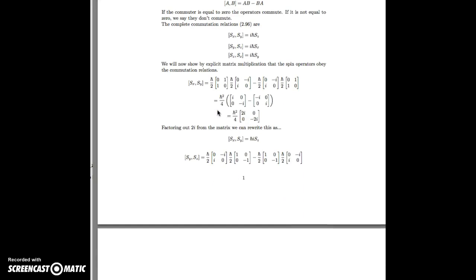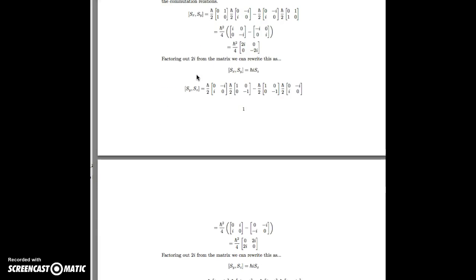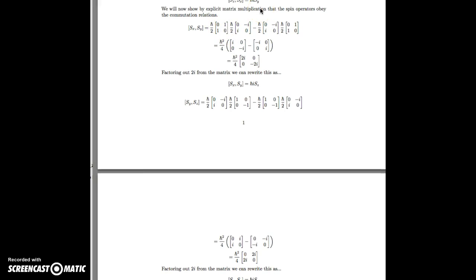So now we'll show, by explicit matrix multiplication and calculation, that the spin operators obey the commutation relations. For S sub x and S sub y, you rewrite both of those operators in matrix notation, and we get that notation from the textbook. We just go through and we can get to this point, and then we can factor out a 2i and sub in for S sub z, and we can write it in this form.